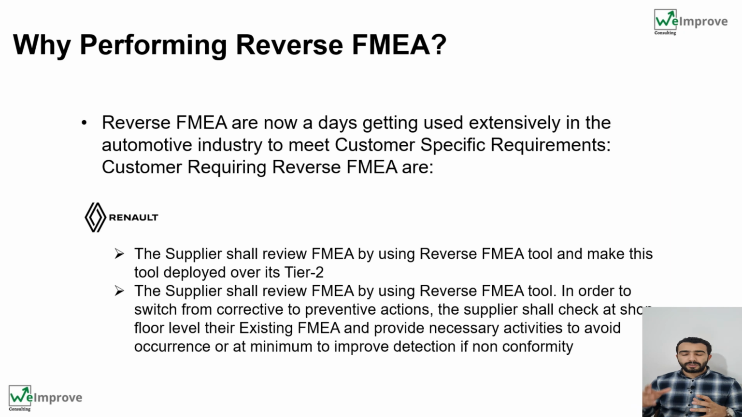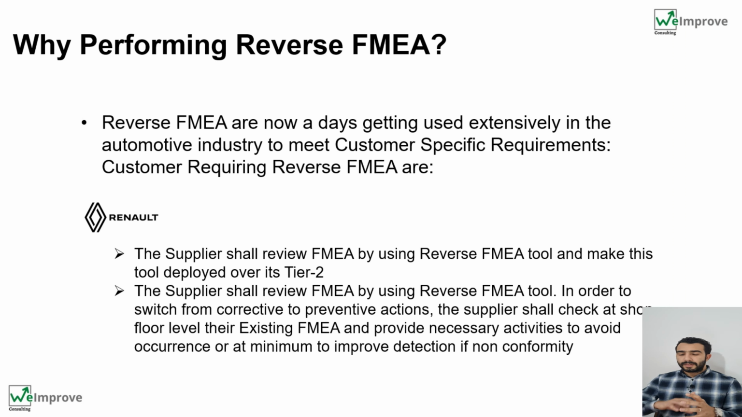The supplier shall review the FMEA by using the reverse FMEA tool in order to switch from corrective to preventive actions. The supplier shall check at shop floor level. So let's stop here. At shop floor means not in the office or the meeting room. It should be at shop floor level that they check their existing FMEA and provide necessary activities to avoid occurrence or, at minimum, to improve detection of non-conformity.